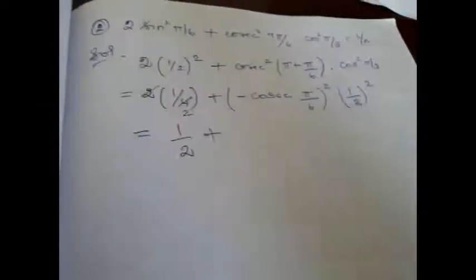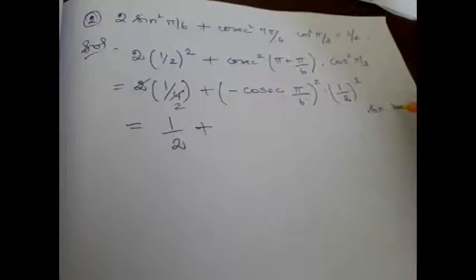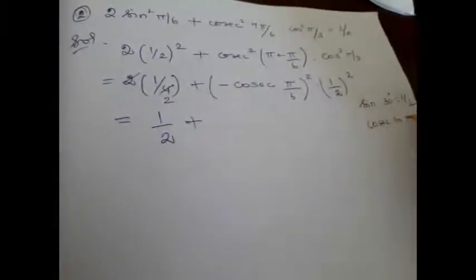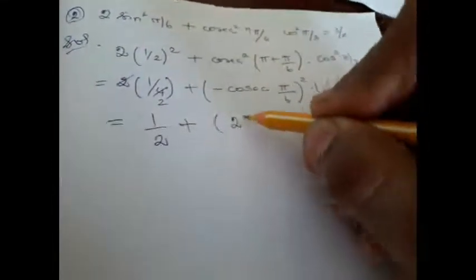Now we need to find the value of cosec pi by 6. What is cosec pi by 6? For cosec pi by 6, you need to check the value of sin pi by 6. What is sin pi by 6? Sin pi by 6 is sin 30, which is 1 by 2. Therefore cosec 30 will be 2, right? The reciprocal of that. So this will become 2 the whole square.